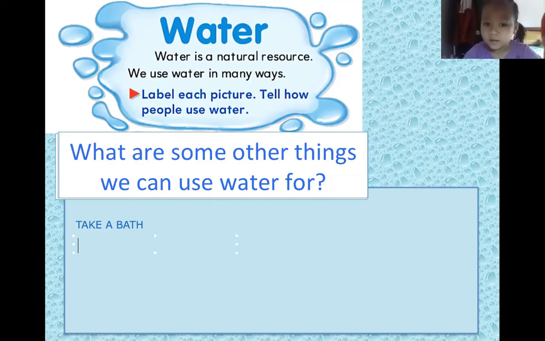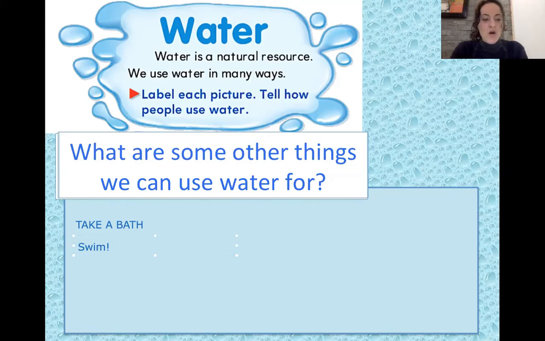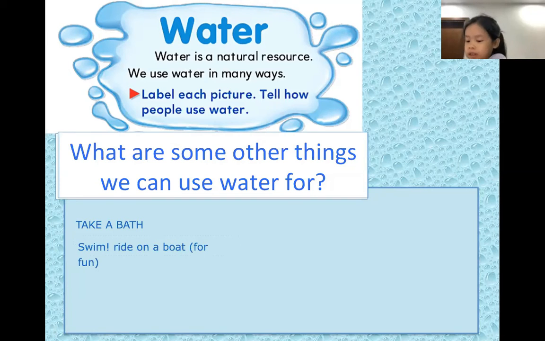The lake. So that is a place we can get water. What do we do on the lake? How do we use the lake? Swim. Yeah, we could use water to swim or to ride on a boat. So for fun. That's a good one, Sophia. Taylor, what do you think? To wash hair. To wash our hair, very good.